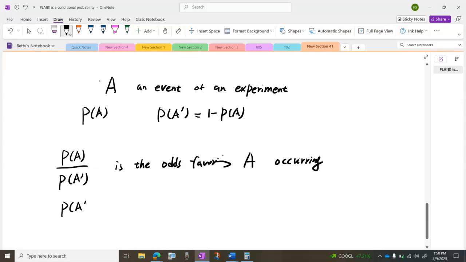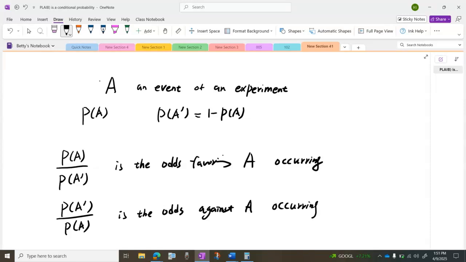And then we call P of A prime over P of A the odds against A occurring. When I wrote the definition, I wrote the odds as a fraction. But in fact, the fraction is a ratio. Odds is a ratio, okay? This can be written as P of A to P of A prime.